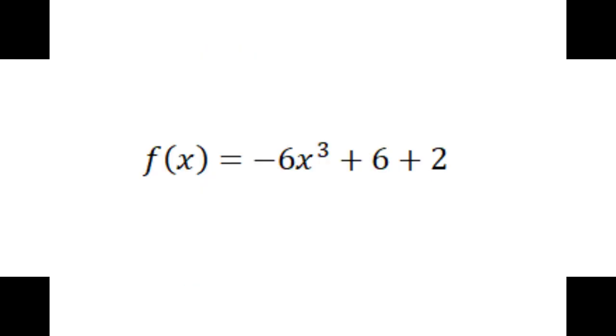In this video we're going to walk through solving a problem using the bisection, false position, and also the Newton-Raphson method in Google Colab using Python programming. So our problem states to find the root of the function minus 6x cubed plus 6 plus 2, using all three methods I mentioned.